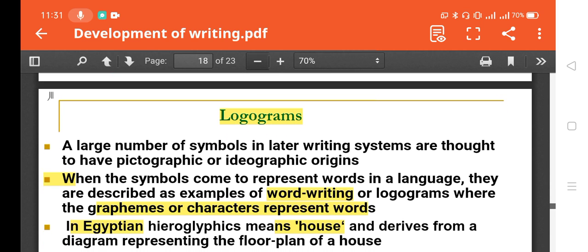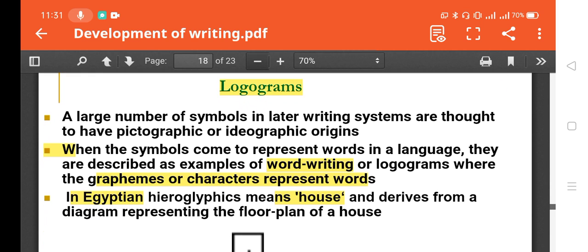And now we'll see logograms. Logo means word, so logogram is basically word writing. When symbols come to represent words in a language, they are described as examples of word writing, or logographs. Logograms were graphemes, basically the smallest unit of words and characters. So the characters represent those words.